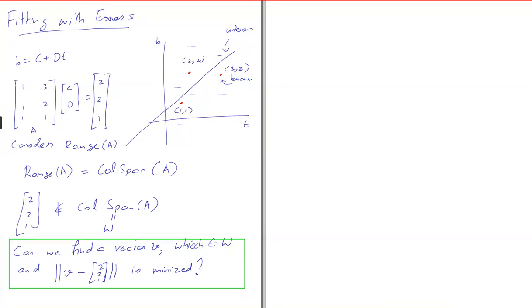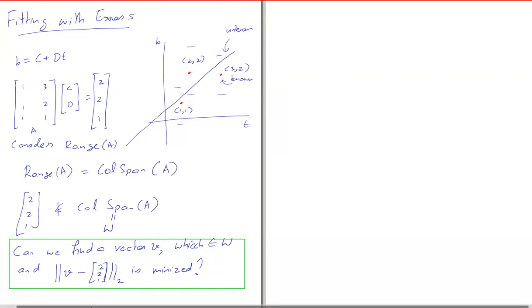Okay, does this question make sense? Sir, here in distance you are taking the second norm, sir? Yes, the second norm for now. But this question makes sense with respect to any norm. For this particular case, let's say it's the second norm.